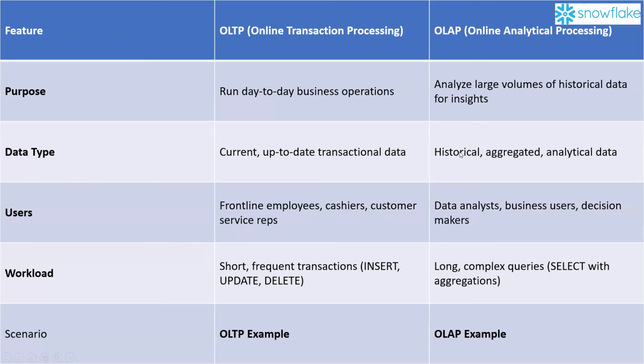But in an OLAP system, historical data, aggregated data, and analytical data are stored. So what do we mean by aggregated data? Count of sales, sum of sales, in the last month what was the minimum sale, what was the maximum sale. Min, max, count, those are the things related to aggregates.